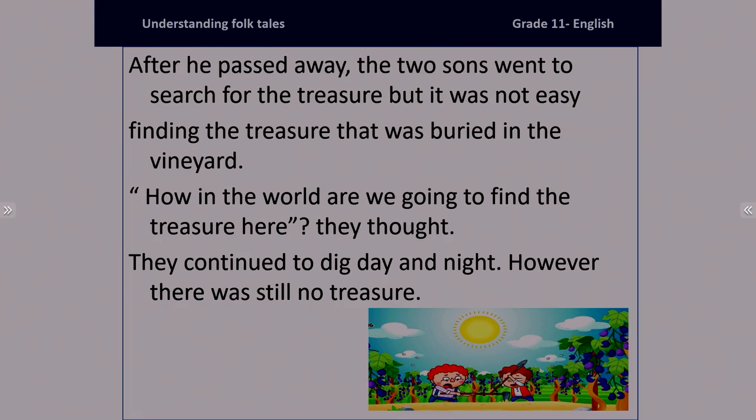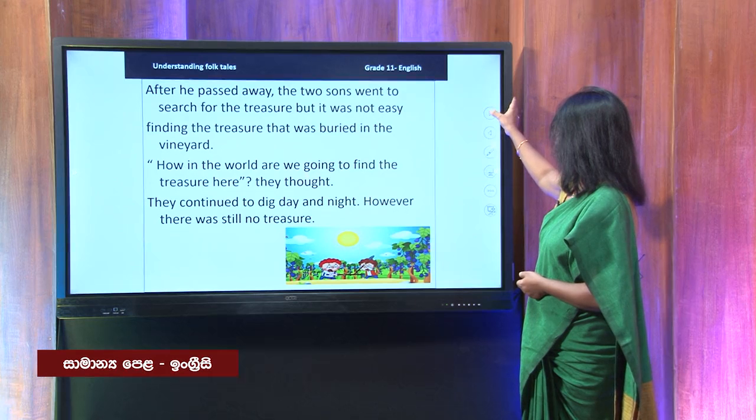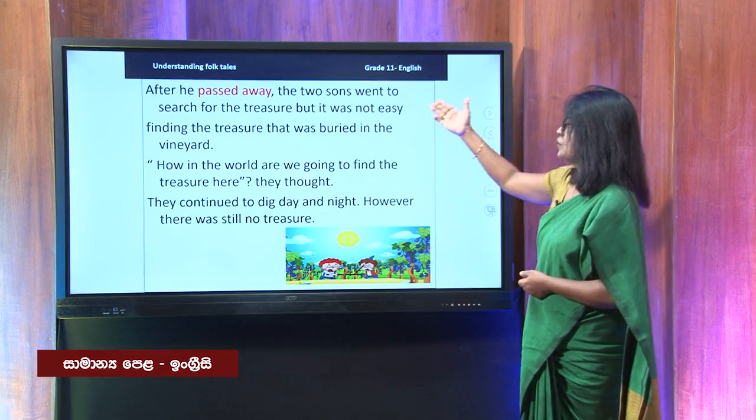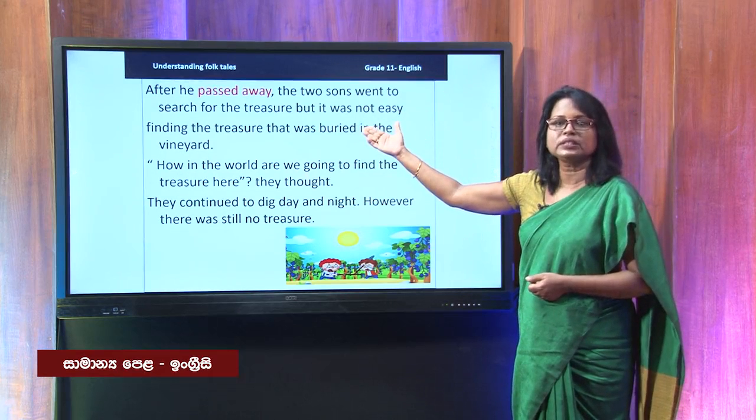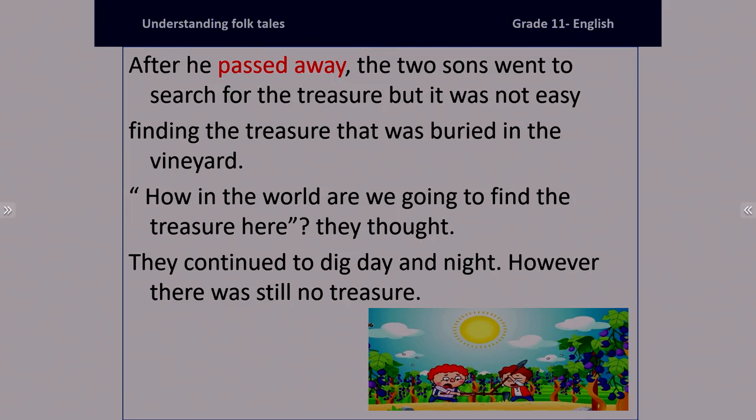I hope you guessed correct. What has happened to the father? If you look at the first line, you see that after he passed away. Now remember, children, passed away is another way of saying that someone had died. So if you had guessed it correct, the father had died.